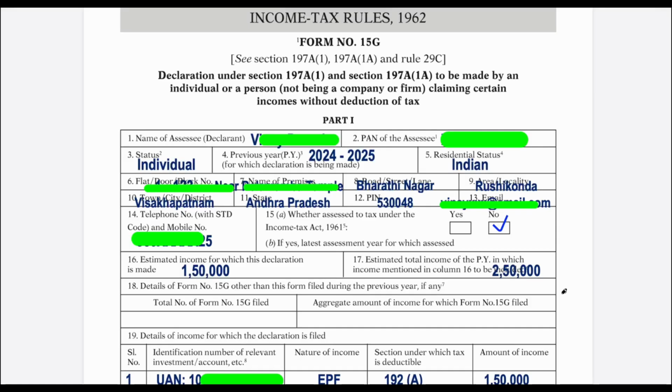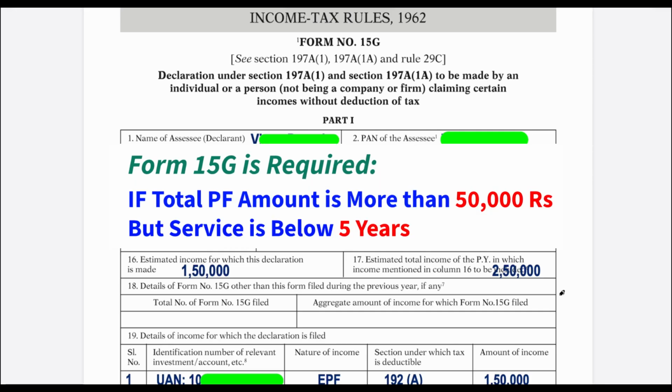This video is about how to fill Form 15G for EPF withdrawal. Form 15G is required if your total EPF amount is more than 50,000 rupees, but your service is less than 5 years. In that case only, you have to submit Form 15G. Otherwise, you don't need to submit Form 15G.